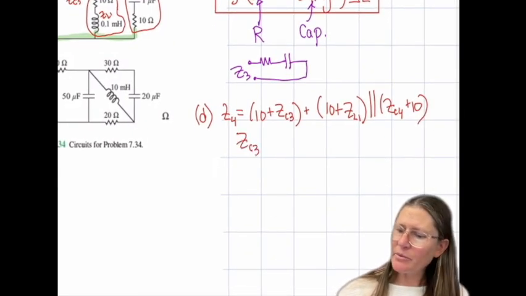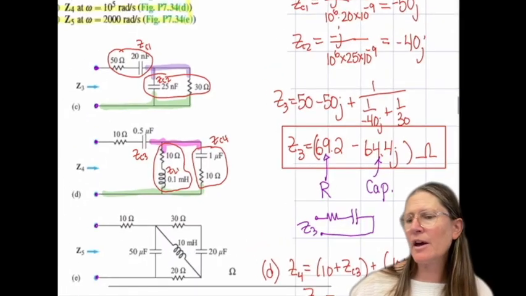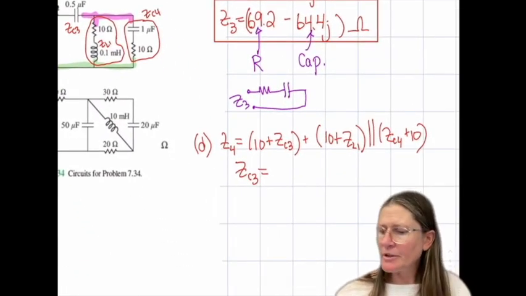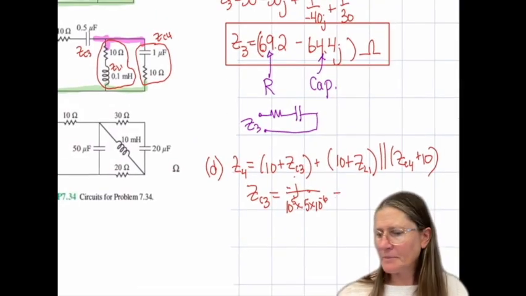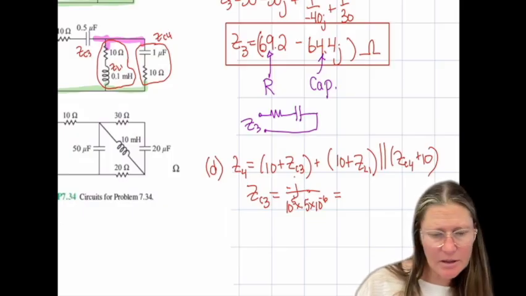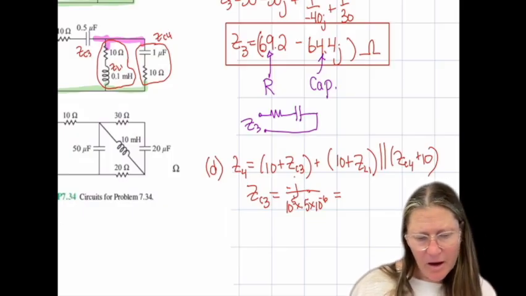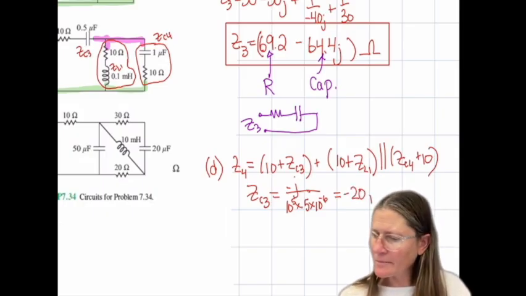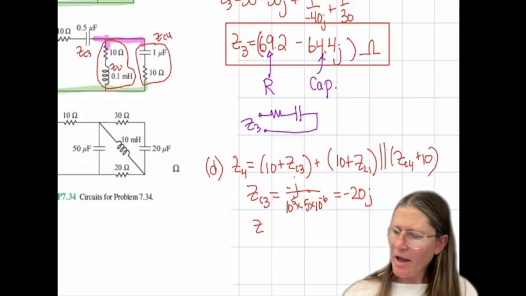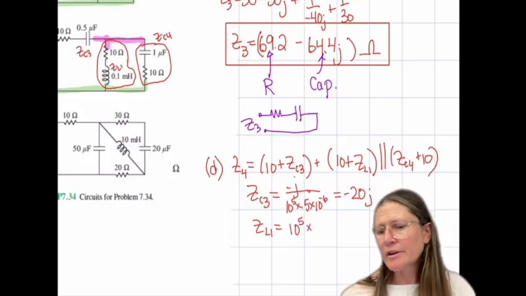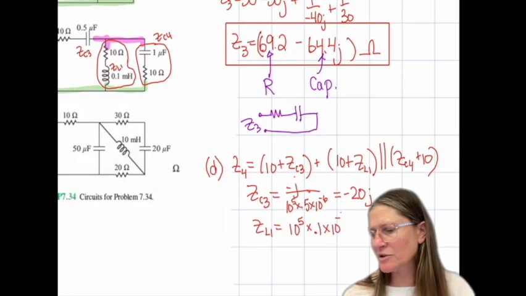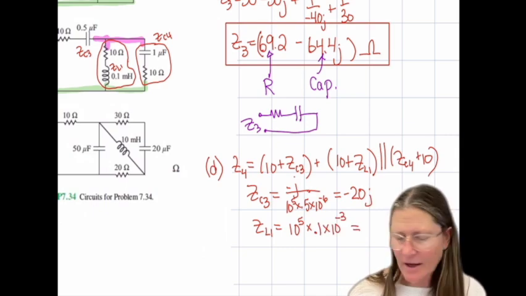And ZC3 in this case, omega is 10 to the 5th. So it's minus J times 10 to the 5th times 0.5 times 10 to the minus 6 for micro, and that ends up being minus 20J. And ZL1 is 10 to the 5th times 0.1 times 10 to the minus 3 for milli, and that's 10J.